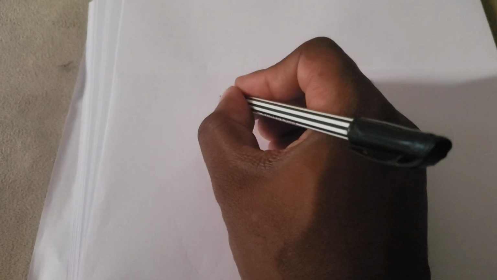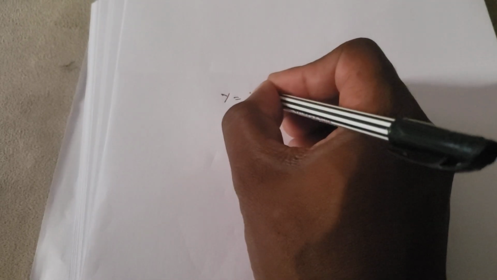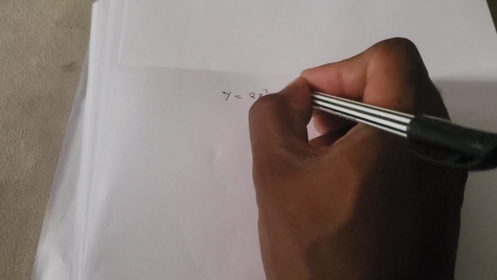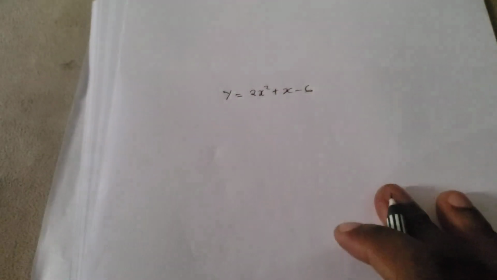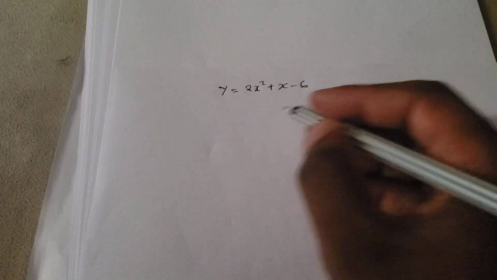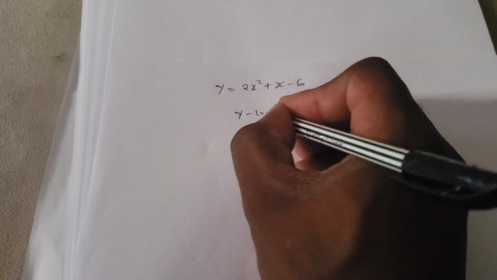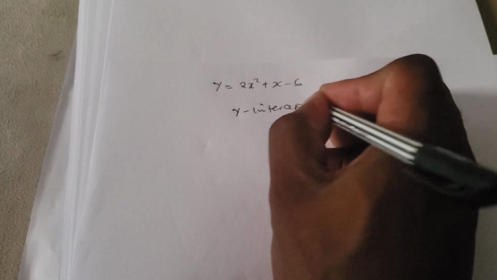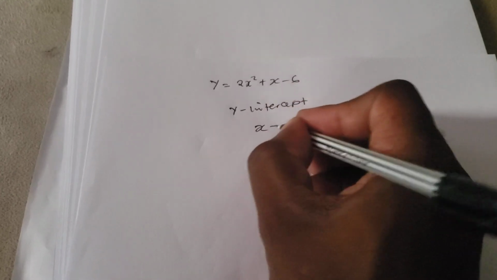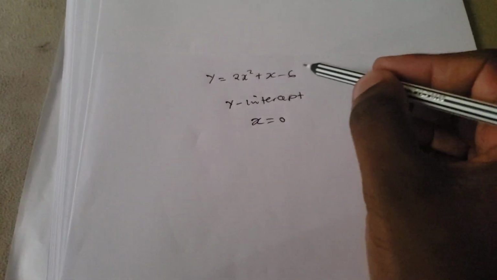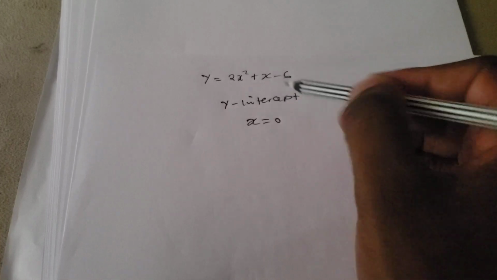We are still on how to calculate the y-intercept and the x-intercept. So the last example that I'm going to give you now is y is equal to 2x squared plus x minus 6. All right. So if we are finding the y-intercept, that means our x is equal to 0. And for y-intercept, I said we just pick that one.